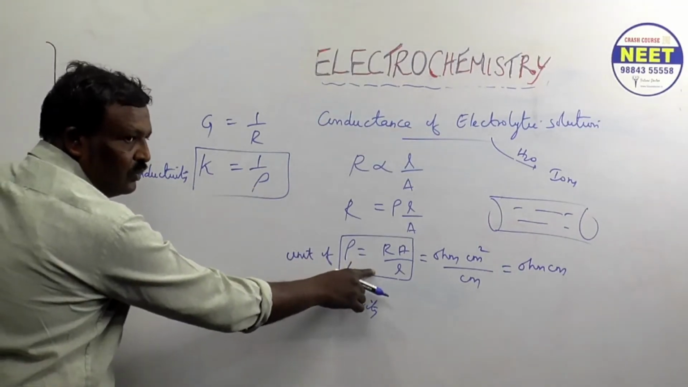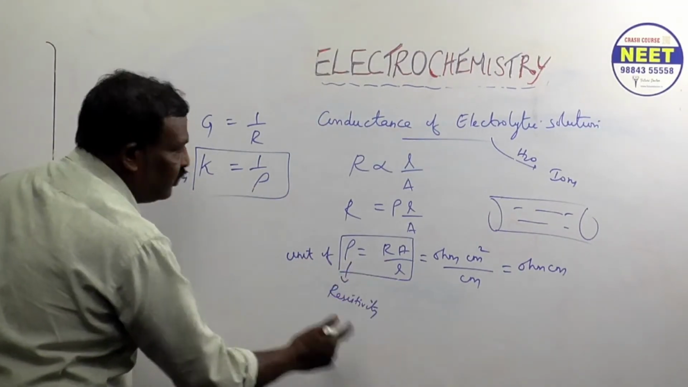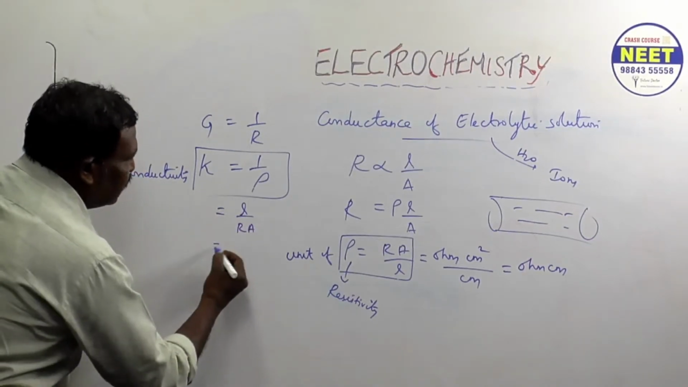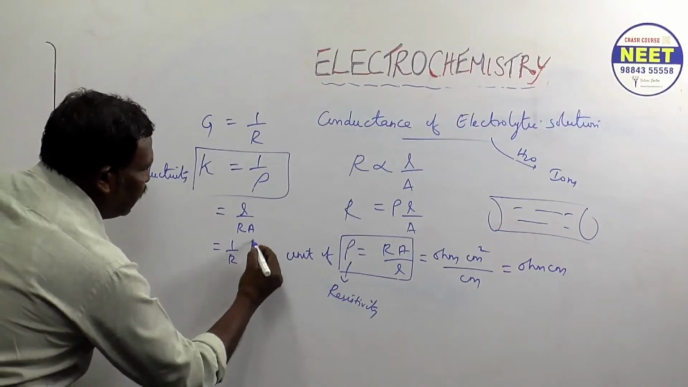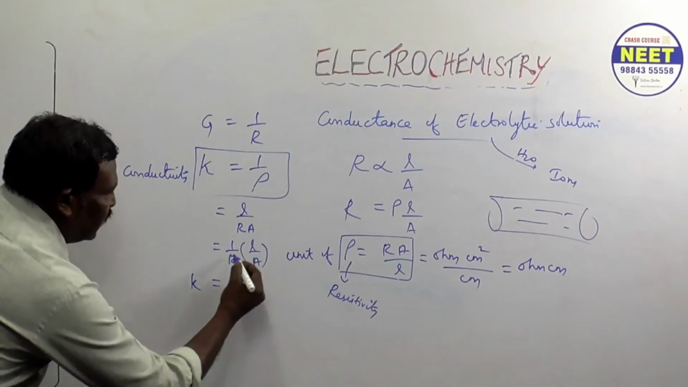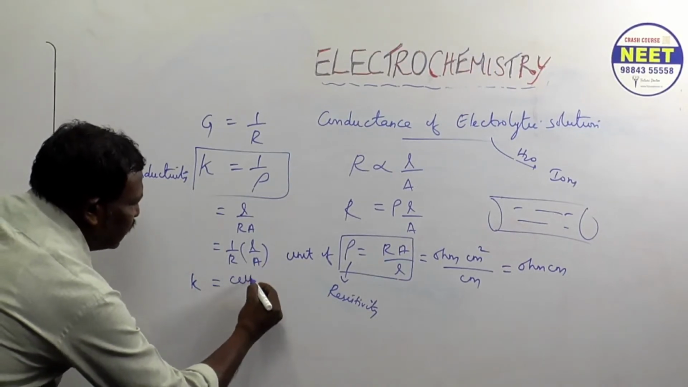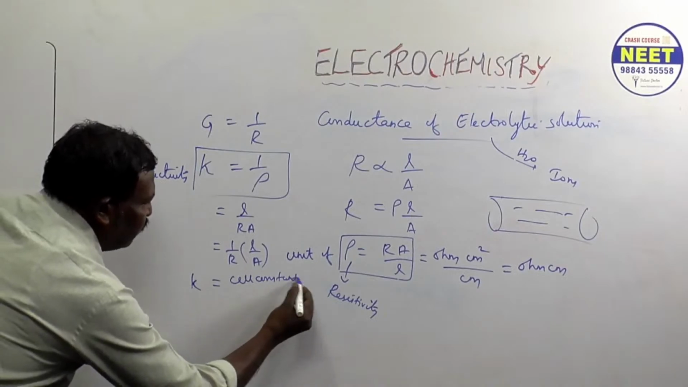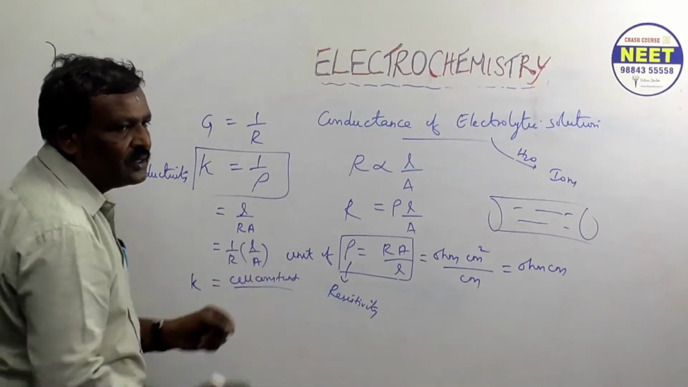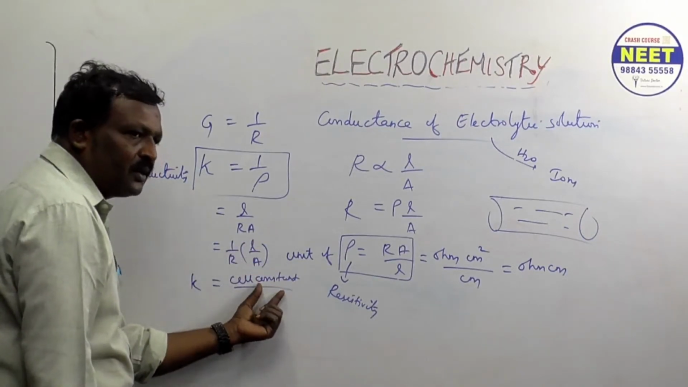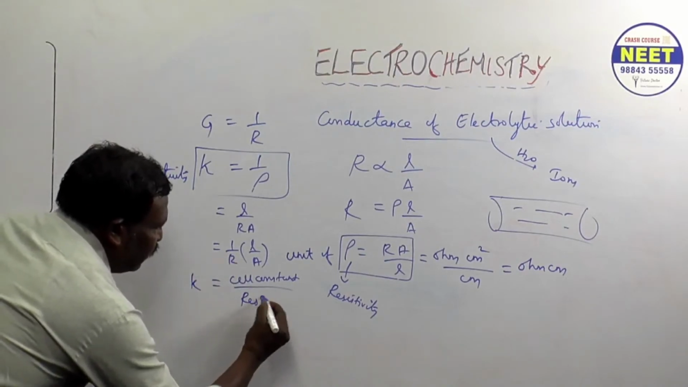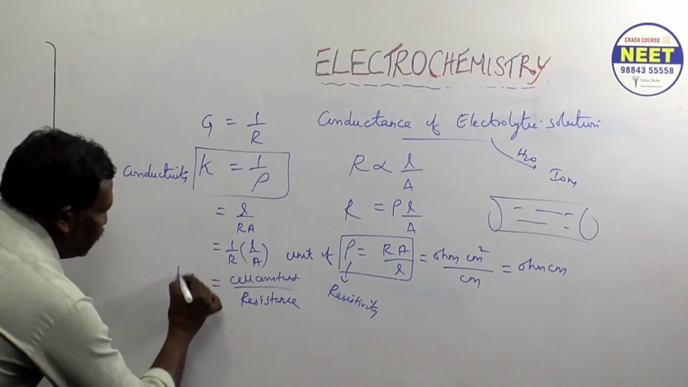Rho we already know. What is rho? RA by L, no? So it will be L by RA. Can you write it like this? So how to write this? 1 by R, L by A. Can you split it like this? Then kappa is equal to 1 by R into L by A, and L by A is nothing but the cell constant. In the cell, the length of the solution and the area of cross section will be constant. The L by A only is called the cell constant. Then R is called resistance. This is a formula, keep in mind this.